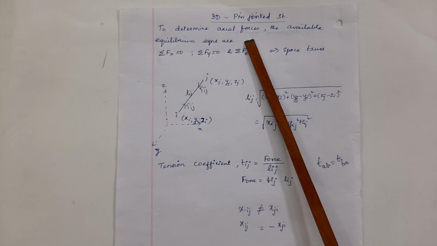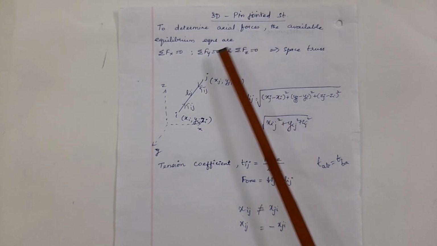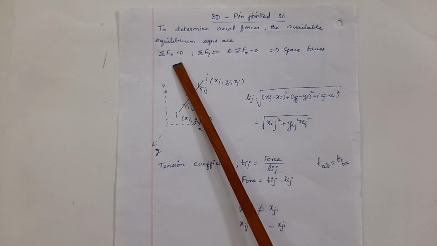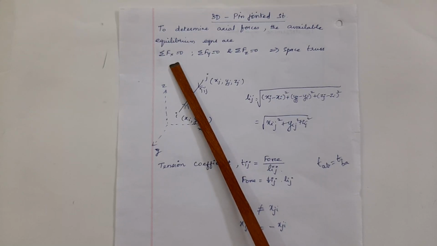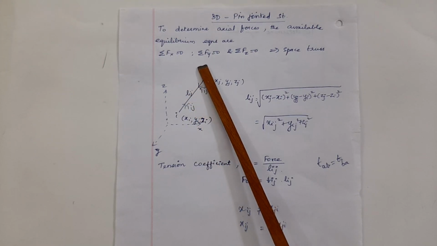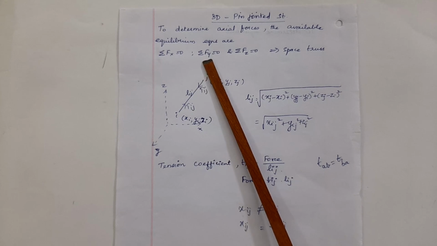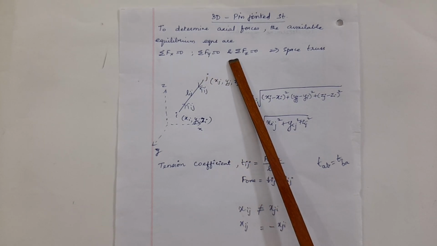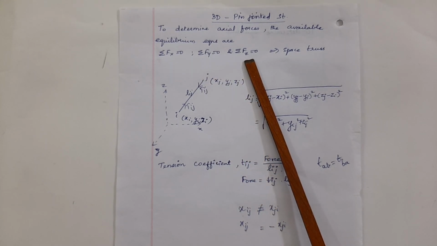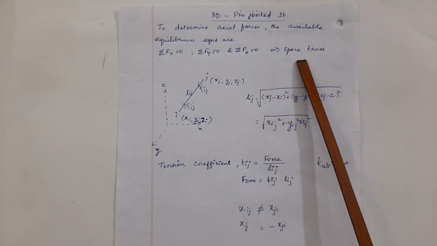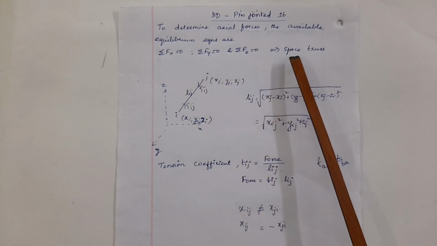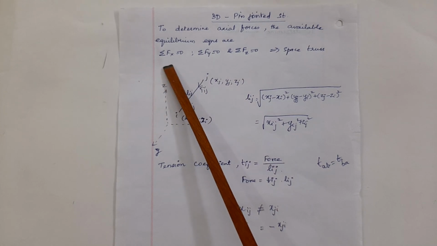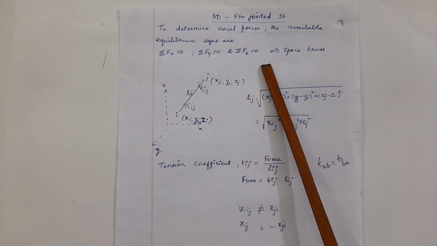forces. The available equilibrium equations are: summation of all the forces along x direction is equal to 0, summation of all the y direction forces is equal to 0, summation of all the forces along z direction is equal to 0. For a space truss, for a three-dimensional pin-jointed structure, we make use of these three equilibrium equations.